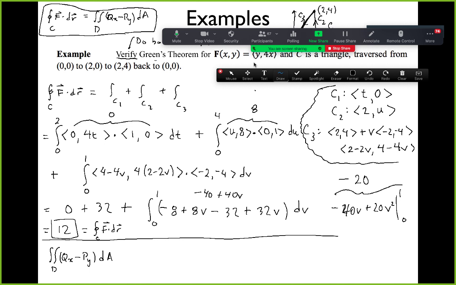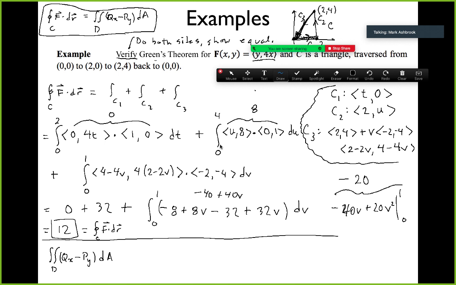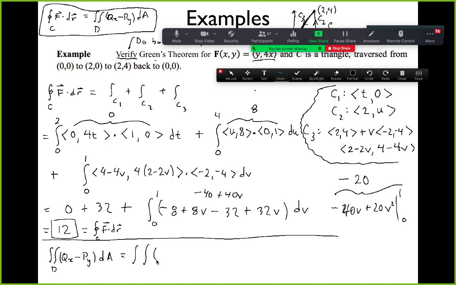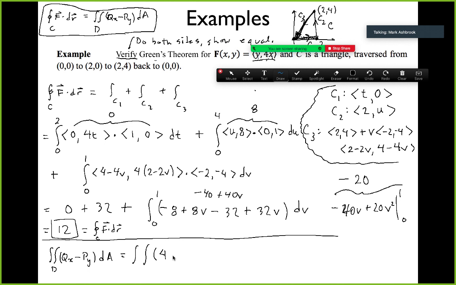So here's our vector field. What is qx? Qx is 1. No, sorry, qx is not 1. What is qx? This is this pq. So qx is 4. Py is 1.